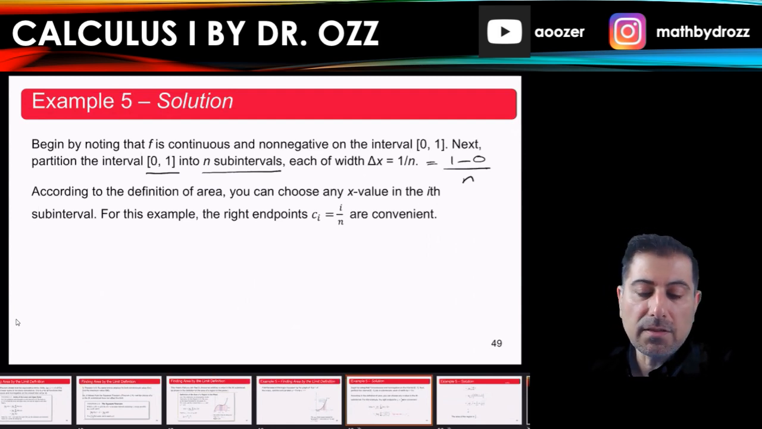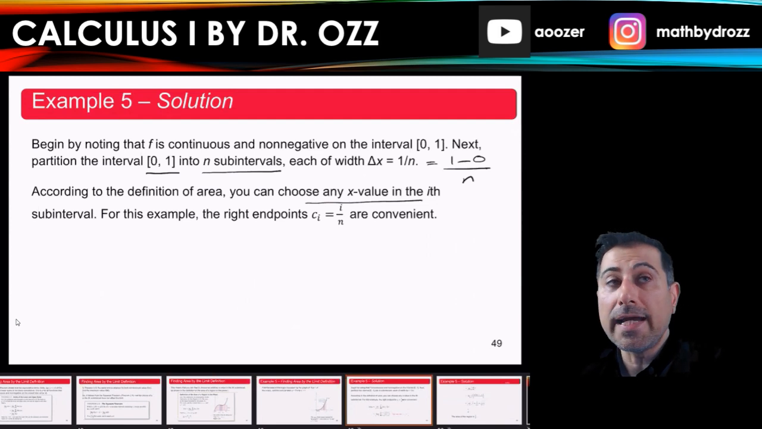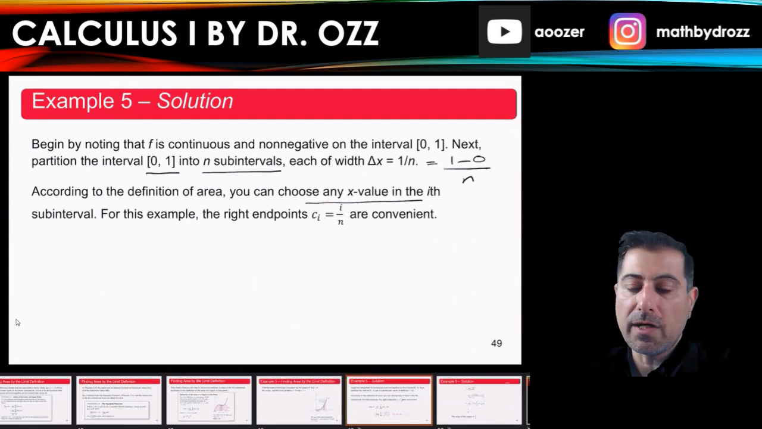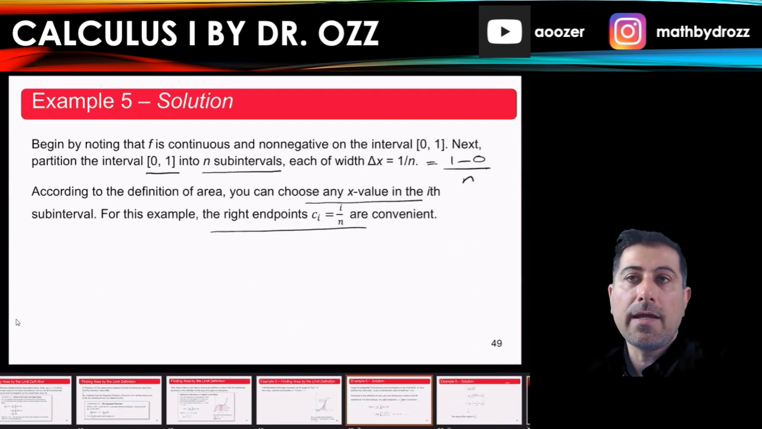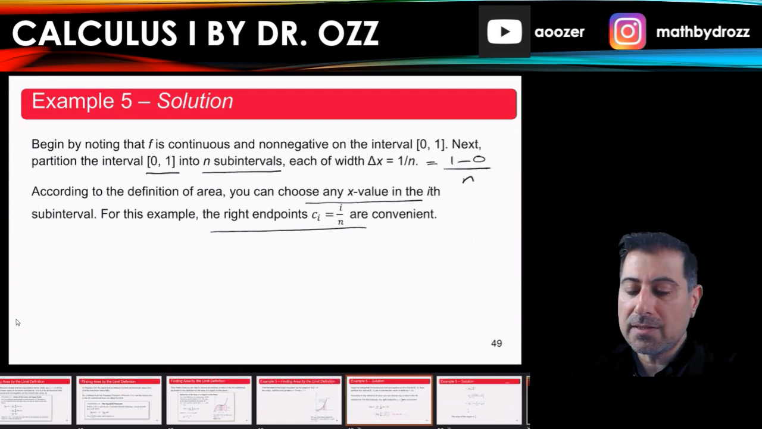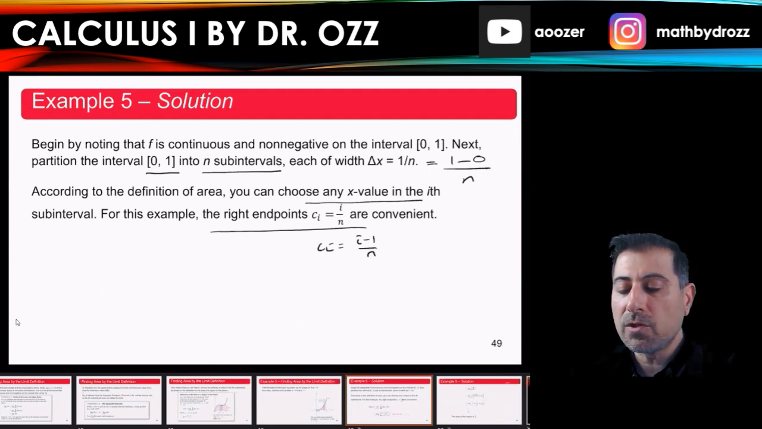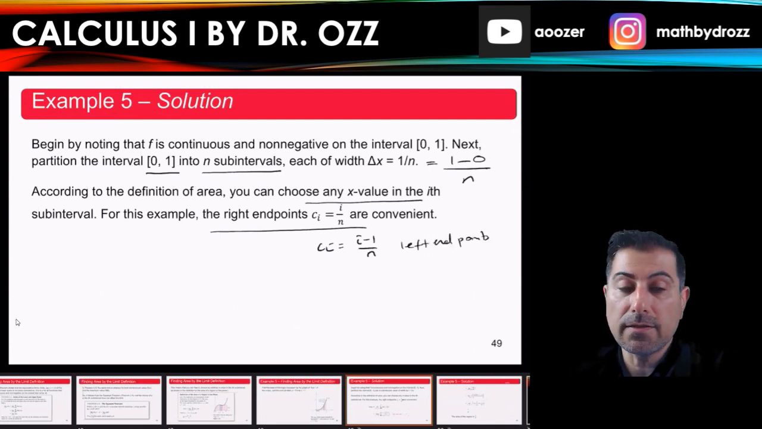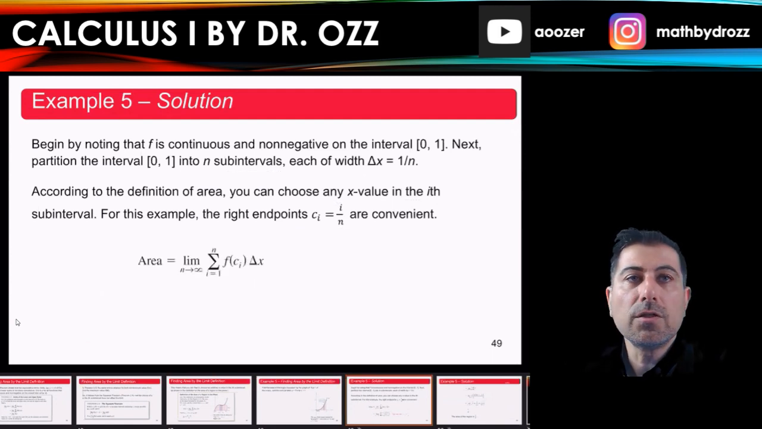Based on the definition of the area, as I just told you, you can pick any x within the ith subinterval. For that reason, why don't we pick the right endpoints? You can pause the video at this moment. You can change that to the left endpoints if you want to. That would be the case where c_i equals (i minus 1) over n. So it's totally up to your taste at this moment. Going with the right endpoints, c_i equals i over n.